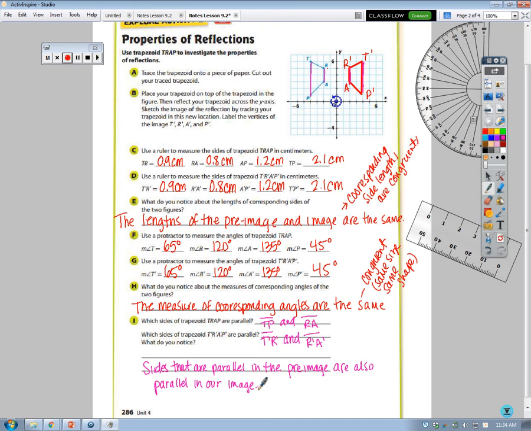So what does all this tell us about the properties of reflections? You had a quiz today about translations and I asked you about the properties of translations. So now we're looking at the properties of reflections. I believe our next question is asking us to reflect on that. We're going to make a conjecture. So go ahead and turn the page.